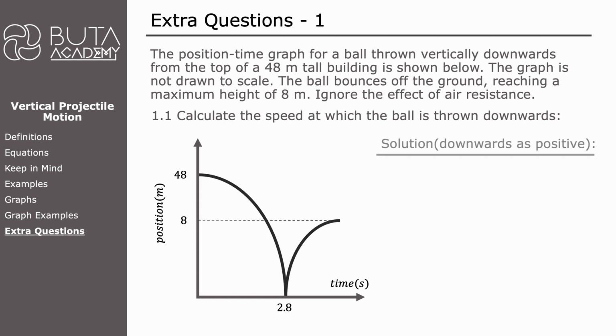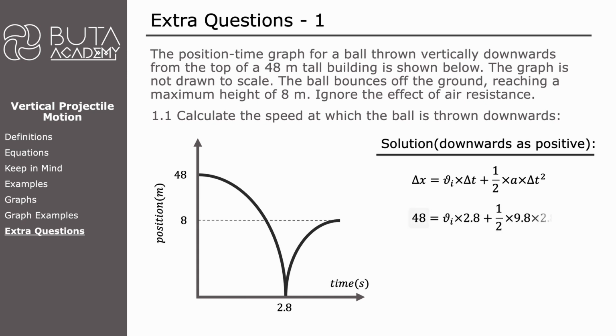Before starting with the solution, we have to decide on the positive direction. As mentioned in the third part of this video series, it is advisable to choose the direction of initial velocity as the positive one. Since the object is thrown downwards, we will choose it as the positive direction. All equations of motion used in this topic involve the final velocity, except for the equation to calculate the displacement using the initial velocity and time.